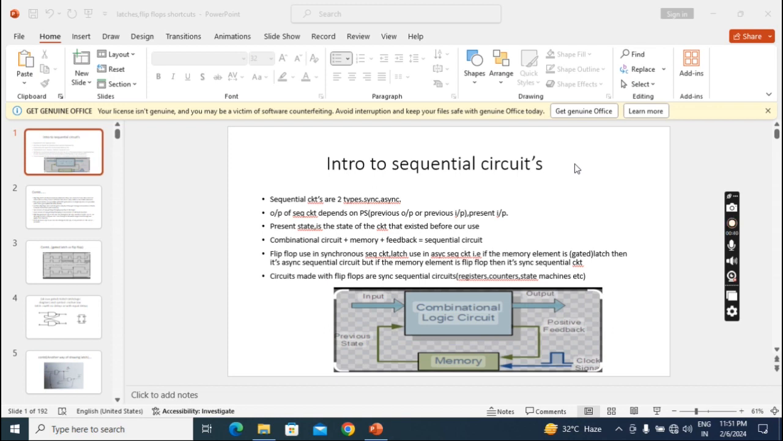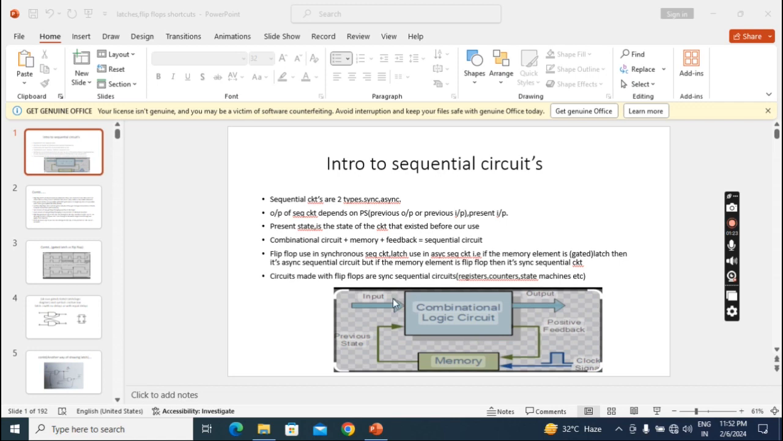Okay, so here we can see the equivalent circuit, or block diagram, of a sequential circuit. It contains a combinational circuit plus memory elements with feedback. So a combinational circuit plus memory with feedback becomes a sequential circuit. Suppose this memory element is a latch, that is, a gated latch, then this sequential circuit becomes an asynchronous sequential circuit. If this memory element is a flip-flop, then this sequential circuit becomes a synchronous sequential circuit.